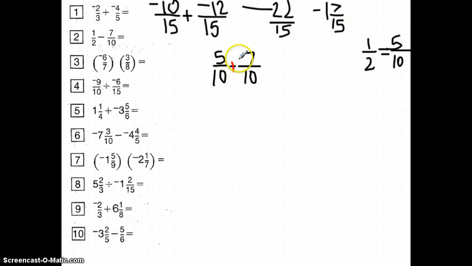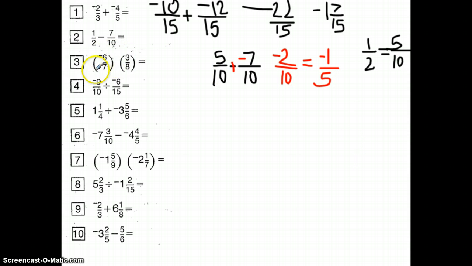So keep, change means 5 plus negative 7. Who wins by how much? The negatives win by 2. But as I look through, I can simplify that. So I get negative 1/5. Done.